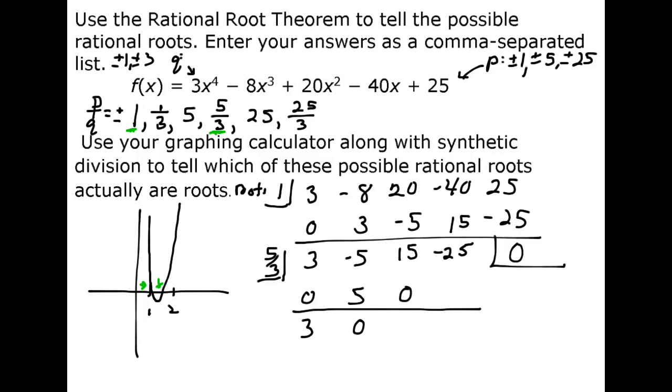5/3 times 0 is 0. 15 plus 0 is 15. 5/3 times 15 is 25, and that adds to 0, so our remainder is 0. So we have a second root here. We have a root of 1 and a root of 5/3.